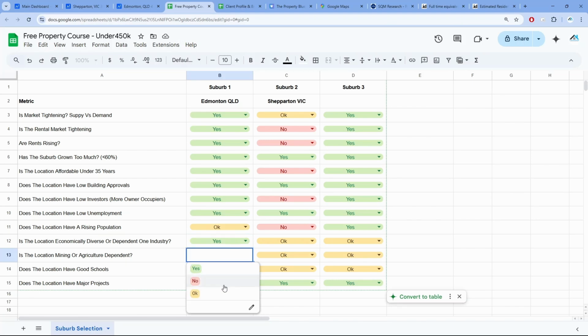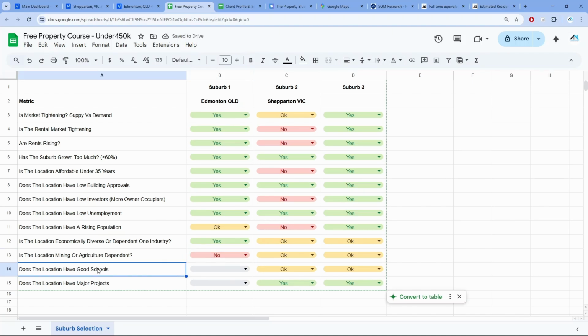We know that the location is not mining or agricultural dependent, which is good. We want to put no, but that's really a good thing for us. Does the location have good schools? And this is something you can also look on websites like Microburbs.